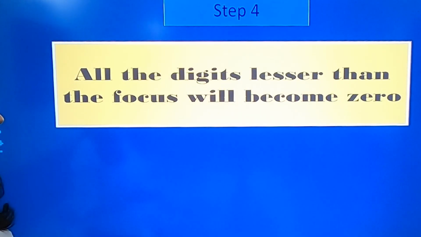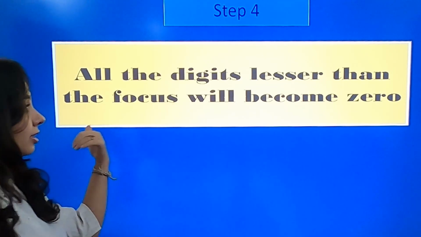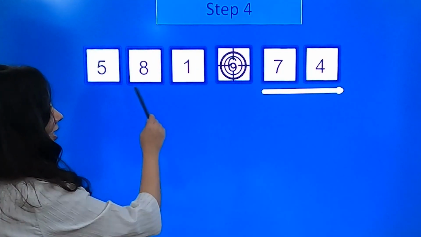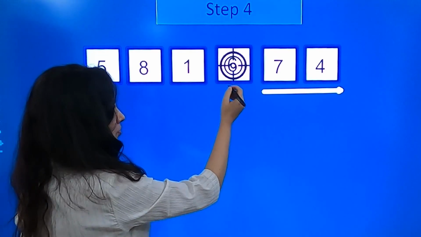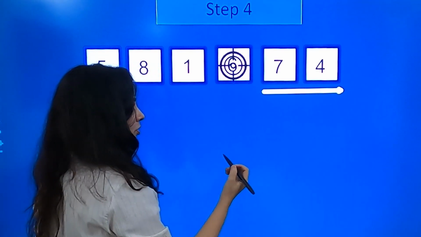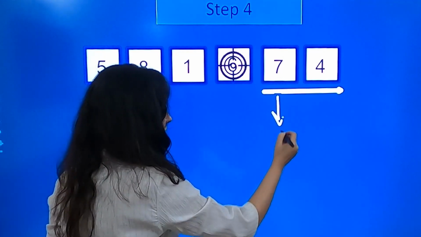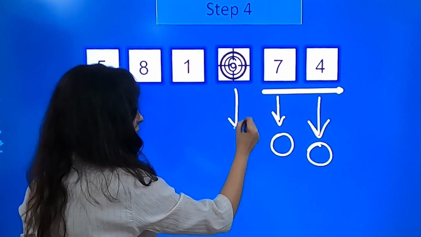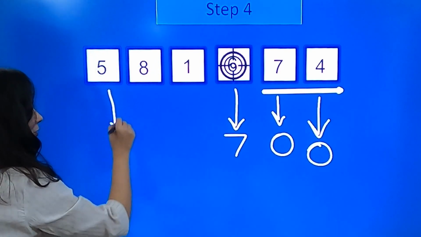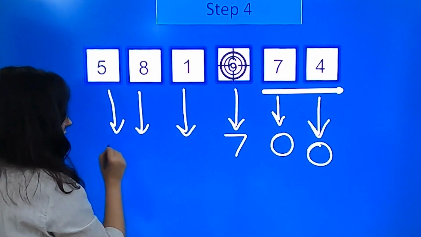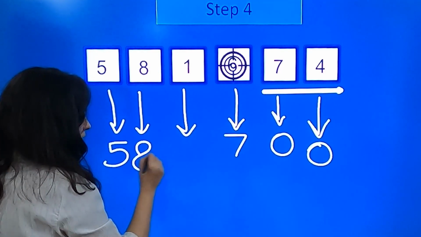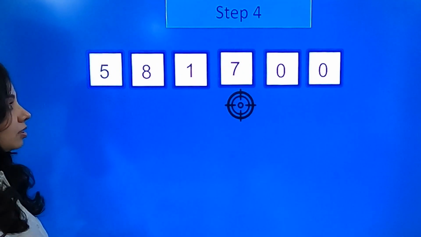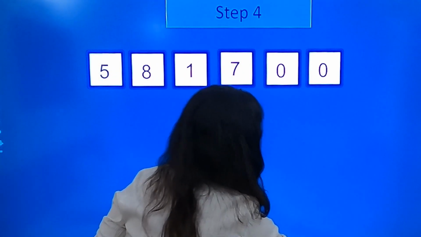Now what's my step 4? All the digits lesser than the focus will become 0. What does it mean? It means that this was my focus digit, this was 7, and all the digits next to it will become 0. That is 7 will become 0, 4 will also become 0, and this was already 7. So as of now my number is 581700 as of now. This is after step 4.